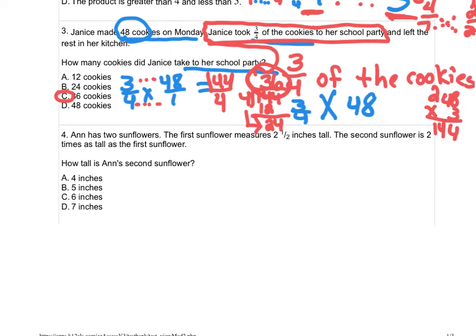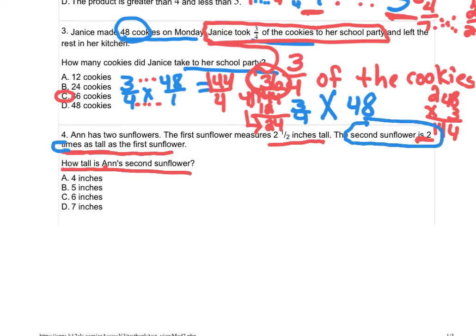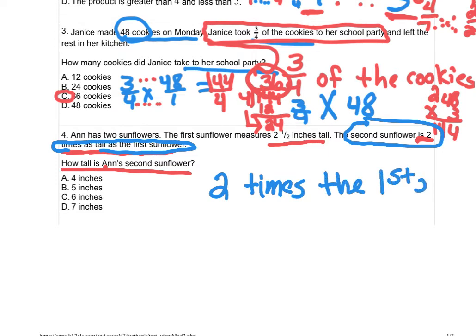Anne has 2 sunflowers. The first sunflower measures 2.5 inches tall. The second sunflower is 2 times as tall as the first sunflower. How tall is the second sunflower? We'll go up there and find the answer. It says, how tall is Ann's second sunflower? The second sunflower is 2 times as tall as the first sunflower. So it says 2 times the first one. So you must turn that into a problem. 2 times the first one is 2.5. And then there's your problem.